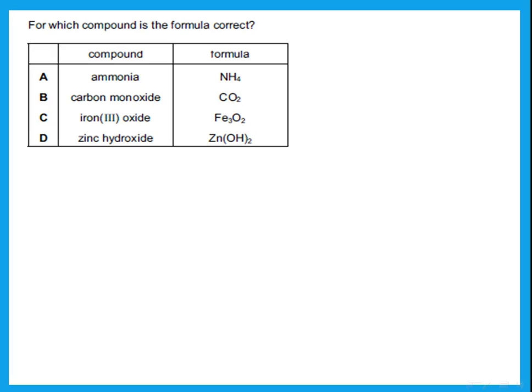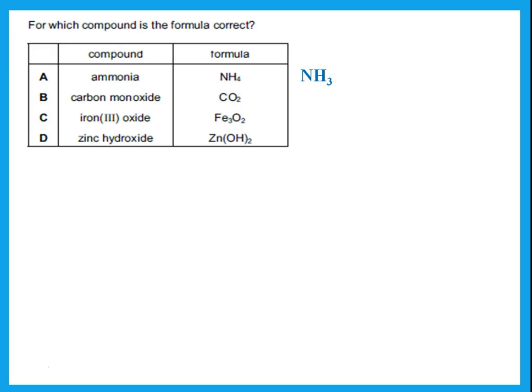For which compound is the formula correct? Okay, let's take a look at this one by one. We said, how do we write the formula of ammonia? Remember that we said there are 2 things. There's something called ammonia and there's something called ammonium. Ammonia is NH3, not NH4. So that is wrong. And he's looking for what? He's looking for the one that is correct. Okay.